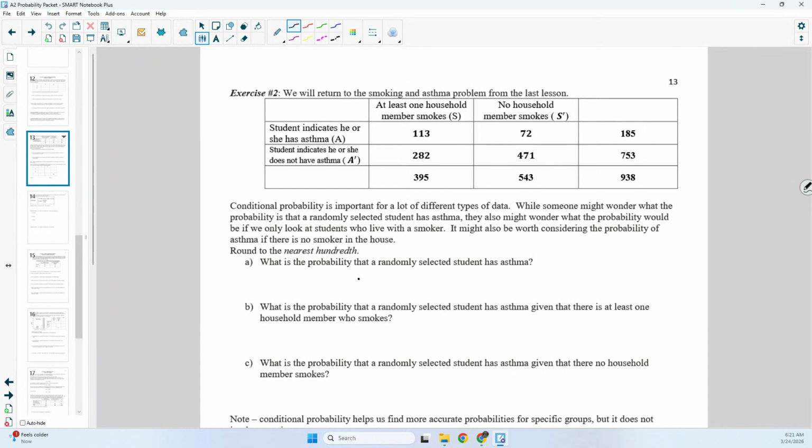Well, we already have our letters in, so this is P of A. And we know for P of A, we have to go all the way to the end to find a total for A, and put that over 938.